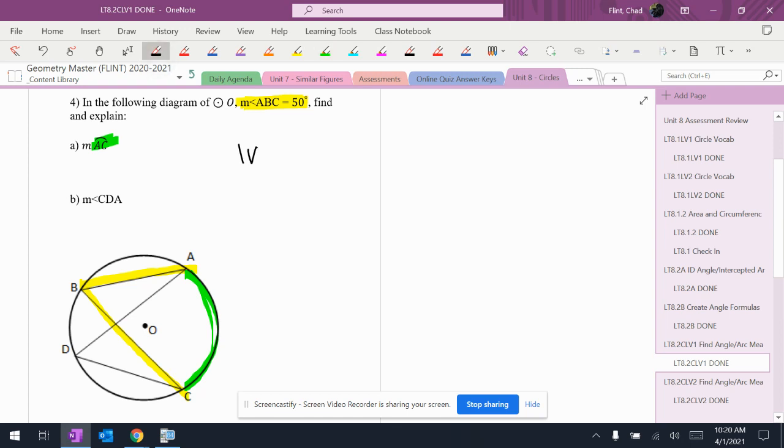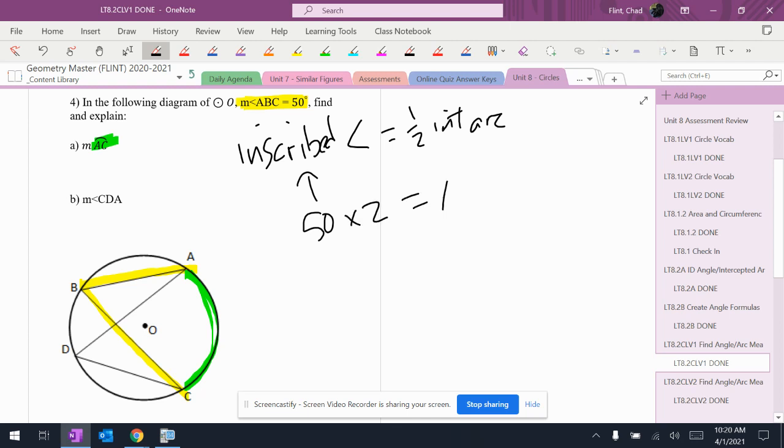Think about, again, what's the rule? Well, ABC is an inscribed angle, which means it's equal to 1/2 of the intercepted arc. In this case, that's 50. It's supposed to be half of whatever the arc is. Well, if that's true, then I multiply that by 2, and it's going to give me 100 for the intercepted arc. So AC is 100, because 50 needs to be half of whatever it is. And however you get there, that's fine.